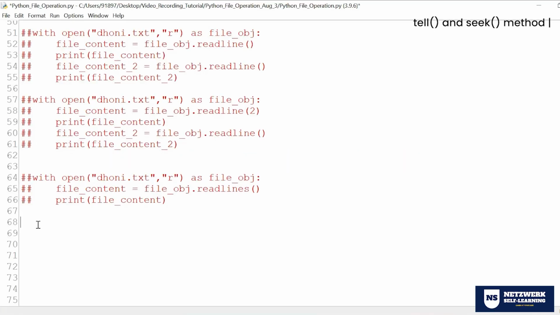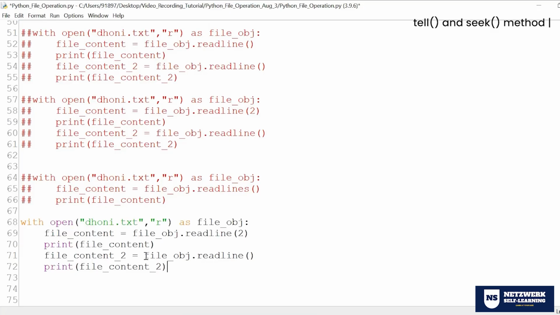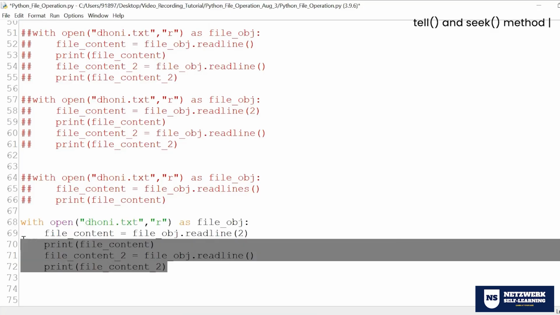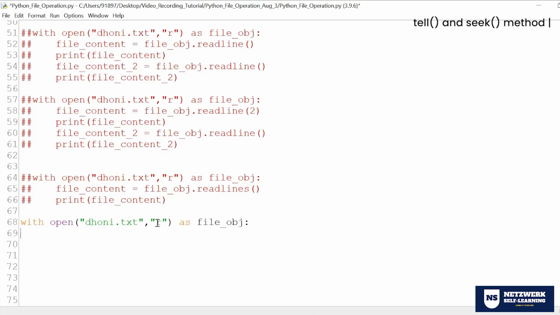Now, whatever you have seen till now, whether it is a read or a write, it is a single operation. Either you do write or you do read. Now I'm going to do a mixture of both, read as well as write. That is what I'm going to do. So the operation will be W plus. W plus means write as well as read. So I'm going to do both at a time.